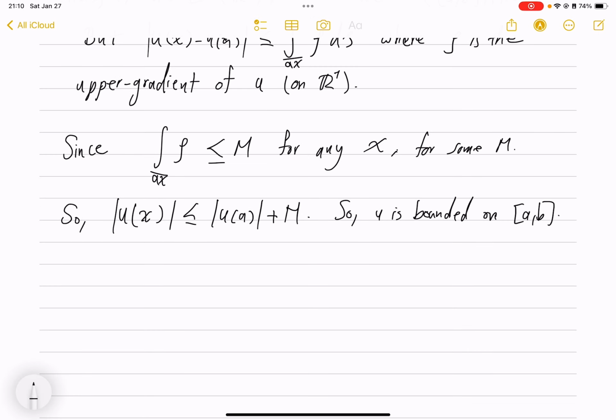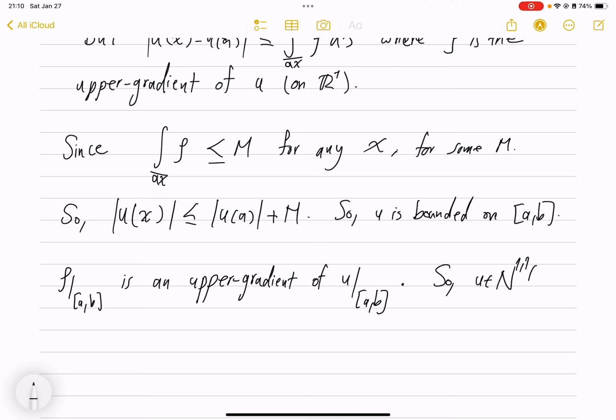Now u is bounded on [a,b]. Rho restricted to [a,b] is an upper gradient, and it is also in L^1, the gradient of u restricted to [a,b]. From these two facts, it follows that u is an N^{1,1} function over [a,b]. So this is the thing I mentioned about having an integrable derivative implies that the function itself is locally integrable, and this has happened. So we started with D^{1,1} of all of R^1, but when we localize, we look at compact subintervals, it upgrades to being actually in N^{1,1}.